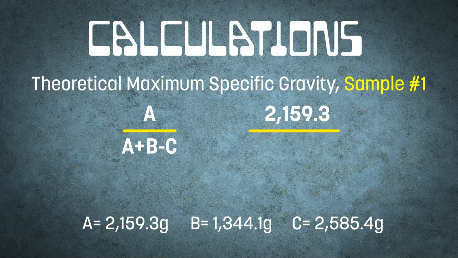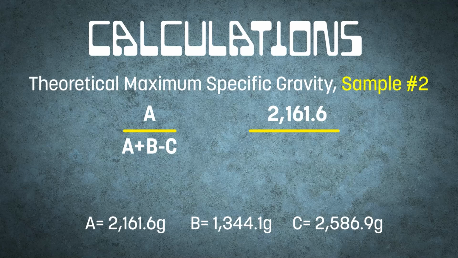For our first sample, we have 2,159.3 plus 1,344.1 equals 3,503.4 minus 2,585.4, which equals 918. We can now go ahead and take 2,159.3 divided by 918, which equals 2.352178. So we have a theoretical maximum specific gravity of 2.352.